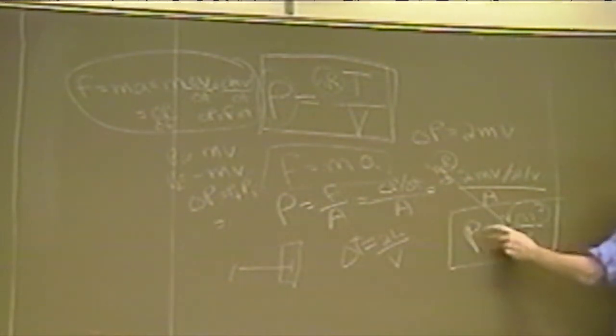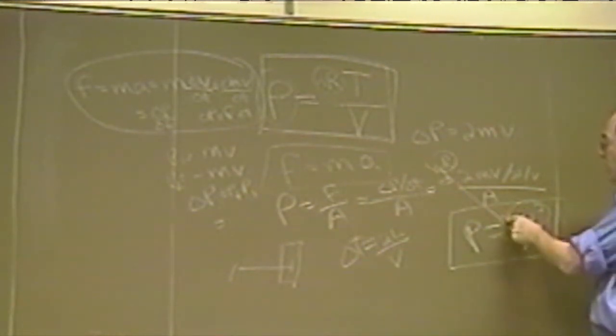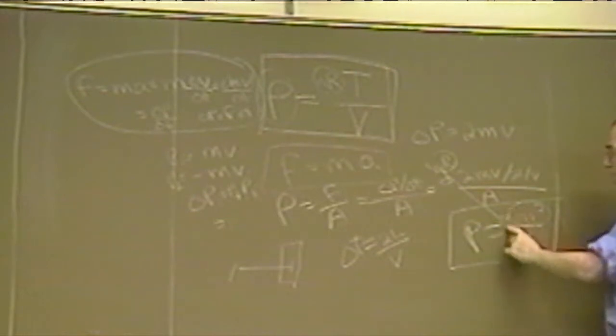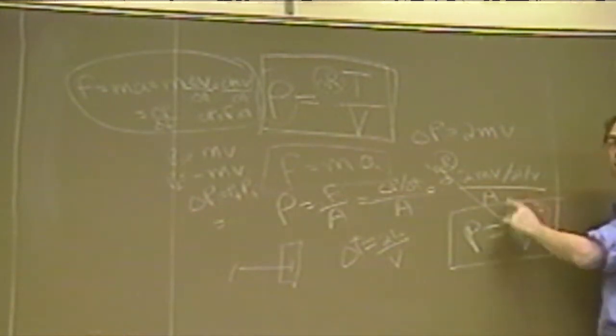So we're going to have the total pressure on the wall is equal to the total amount of molecules that are colliding times the amount of pressure per collision, which is this, mv squared over V.